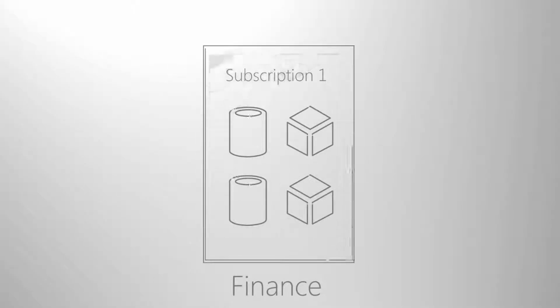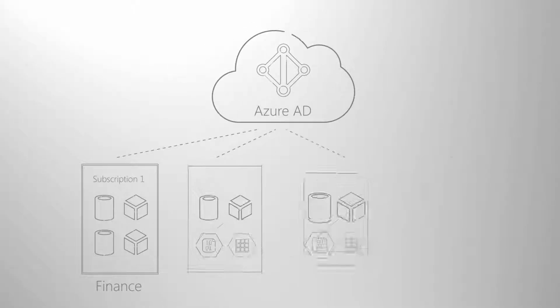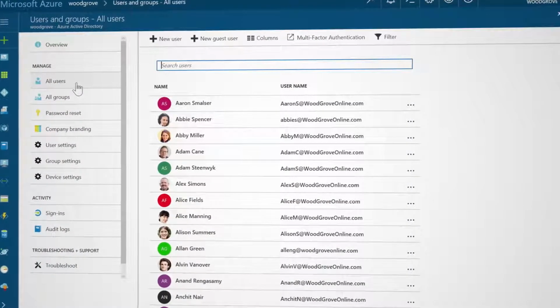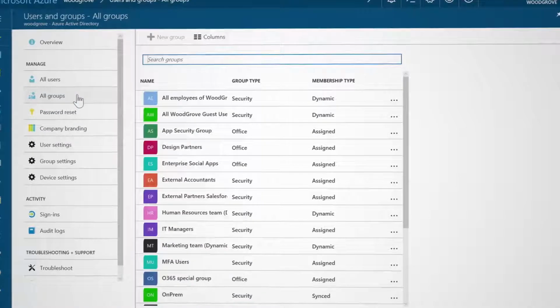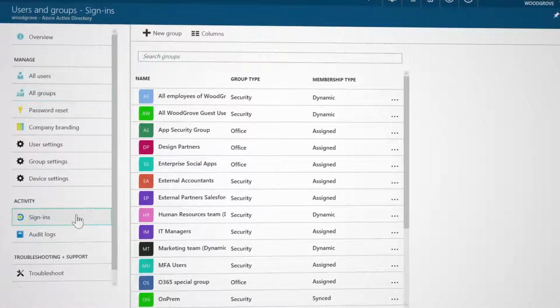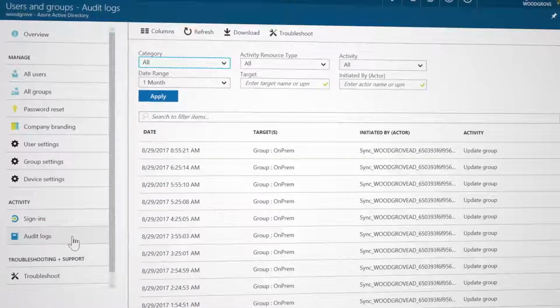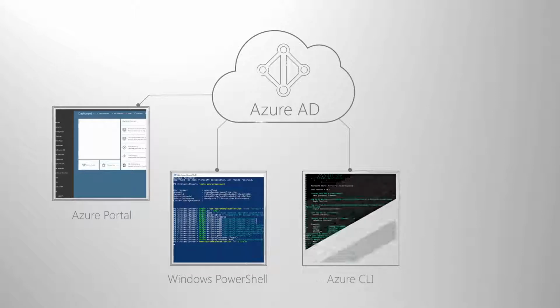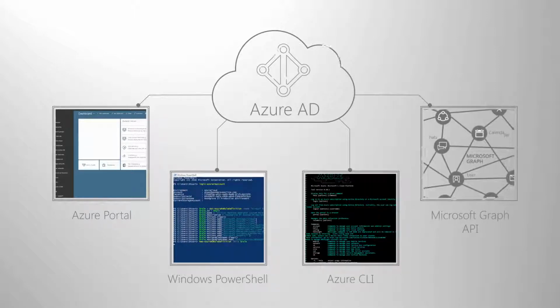Now, at the heart of identity and access management for Azure is Azure Active Directory. This is the identity system for Azure. Every Azure subscription trusts an Azure AD tenant for sign-in, and multiple subscriptions can trust a single Azure AD tenant. In the Azure portal, you can view and manage the users and groups in the directory that can be granted access to Azure resources. You can also view sign-in activity and other audit logs. Azure AD can be managed from the portal, PowerShell, the Azure CLI, and programmatically using the Microsoft Graph API.